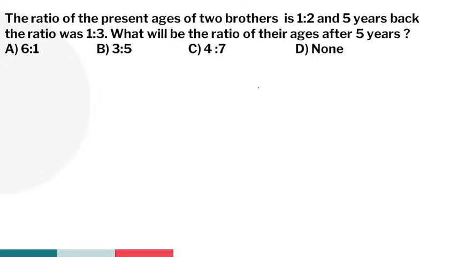The ratio of the present ages of two brothers. The two brothers' age ratio is how much? 1 is to 2. This is the present age ratio. Right. 5 years back, it said. 5 years back ratio is how much? 1 is to 3.